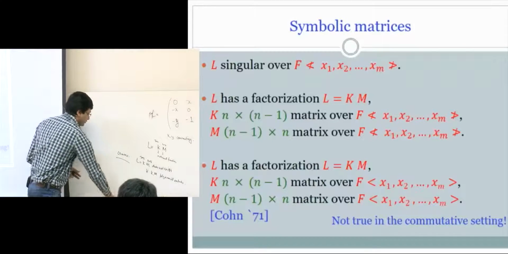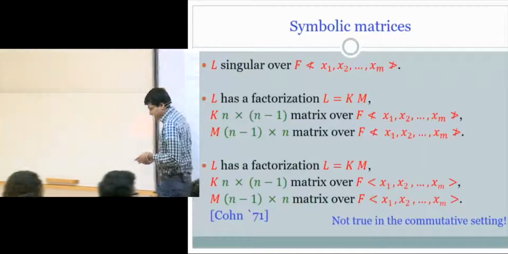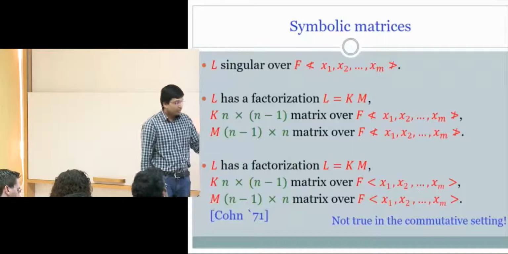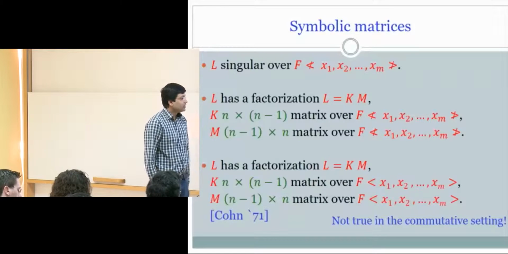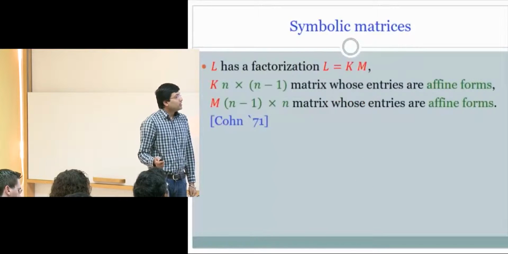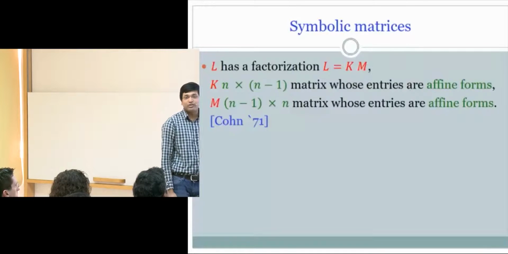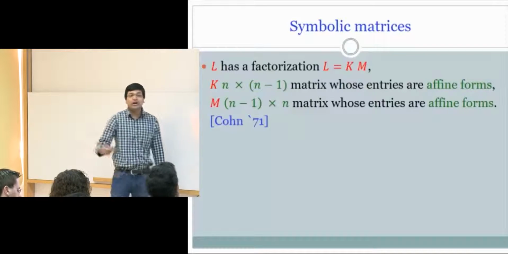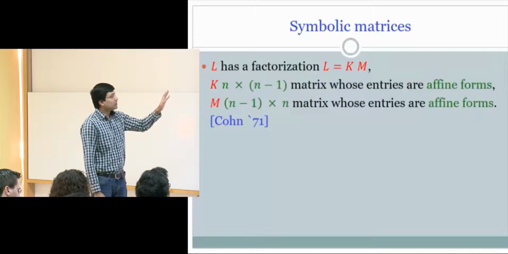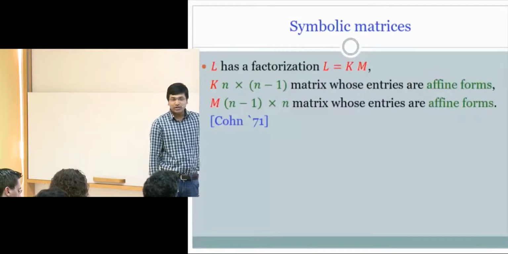In the setting of non-commutative algebra, this is a very strong theorem. This does not hold in the commutative setting. It's a non-trivial theorem, and it does not stop here. You can further assume that the entries of K and M are linear polynomials, affine forms. You don't need to go to higher degree, like to cancel stuff and so on. So L will have a factorization where the entries of K and M are affine forms, degree 1 polynomials.